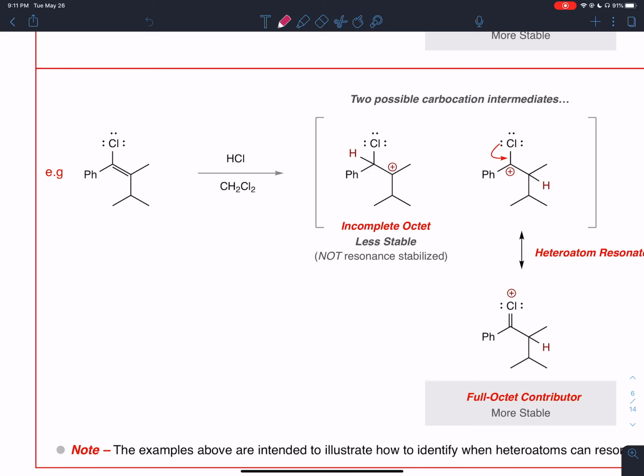Hi everyone, we are going to be going over another example of a reaction that proceeds via a full octet resonance structure. So our context is we're taking an alkene and reacting it with HCl. Notice how there's a chlorine already bonded to the alkene. When we react our alkene with this hydrogen halide, HCl, we will electrophilically add a proton and form a carbocation intermediate.